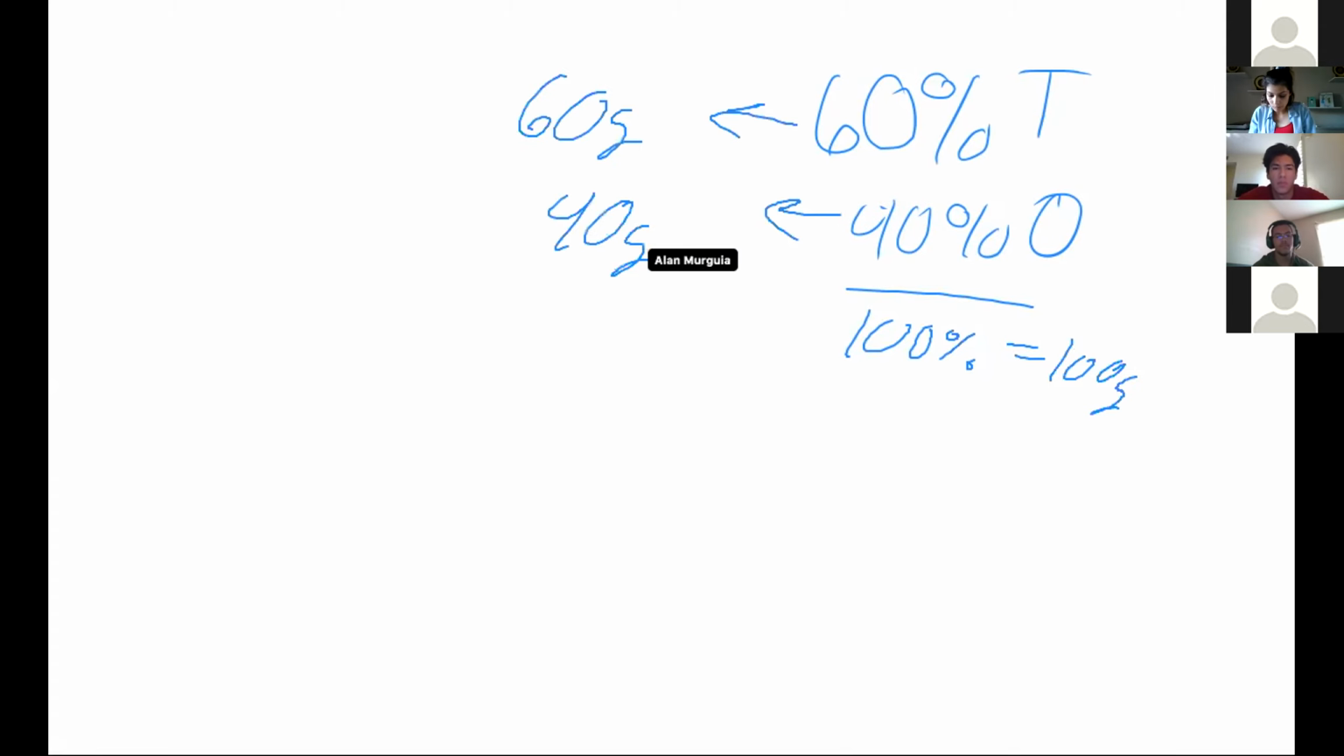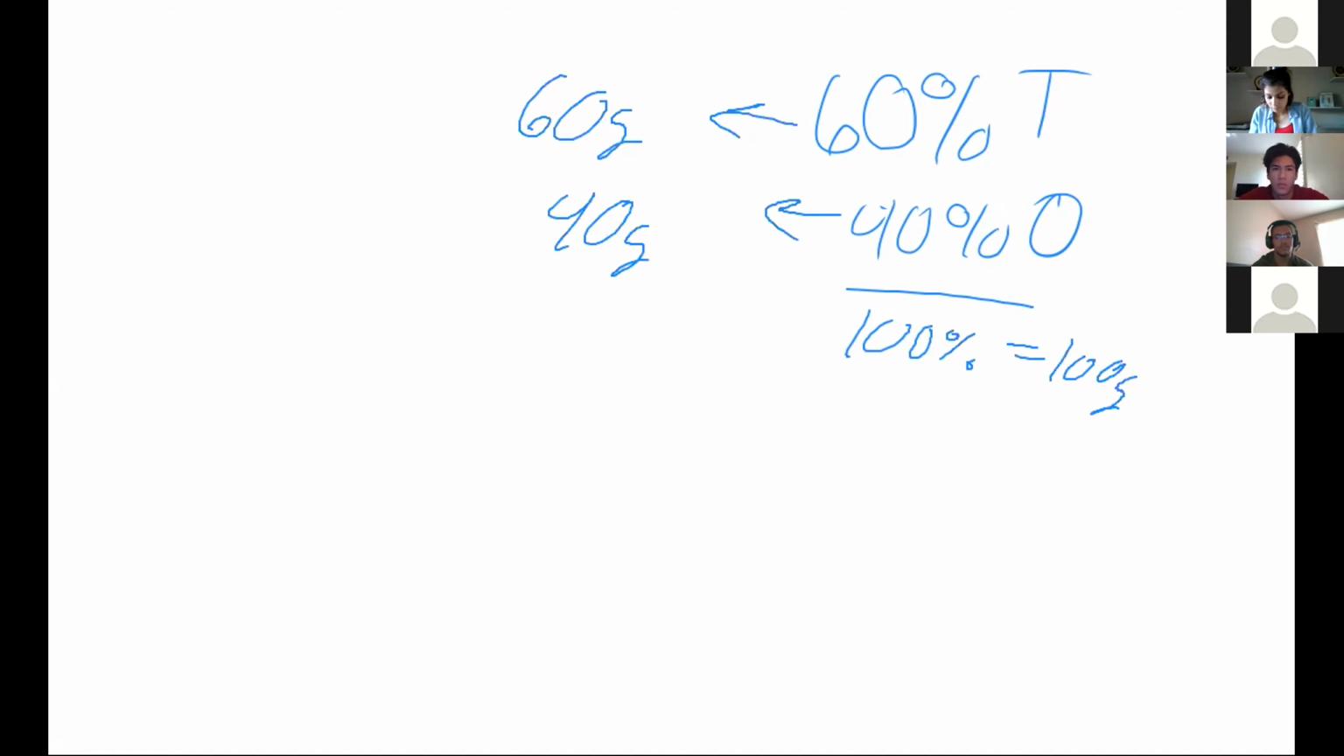Yeah. So what we can assume here, since this equals 100%, is that our sample is equal to 100 grams. So we can directly convert our percentages to grams. Our 60% titanium and 40% oxygen become 60 grams of titanium and 40 grams of oxygen. From here we would convert these into moles, so we would take the molar mass of titanium and the molar mass of oxygen.